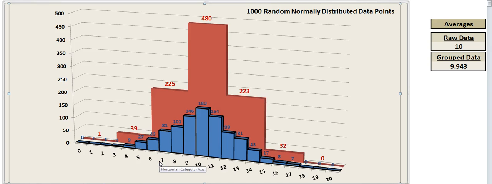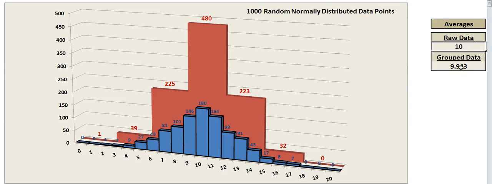Now, what I'd like to focus on are these two averages over here. The average of the raw data is 10. The average of the group data is 9.943. You might remember from class, we did a similar argument with our keys, where we averaged the raw numbers of keys versus the grouped number of keys, and they were only off by, I think, a tenth. Very similar to what these averages are off right here.